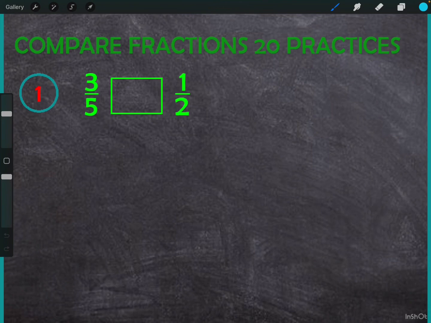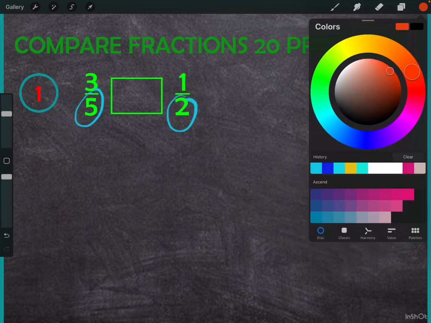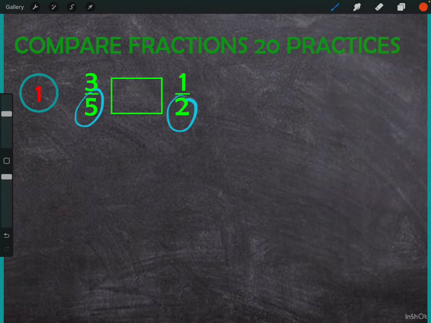We have number 1, 3 over 5 and 1 over 2. These fractions have different denominators, which are 5 and 2. So to compare them, we must find the LCM of 5 and 2.